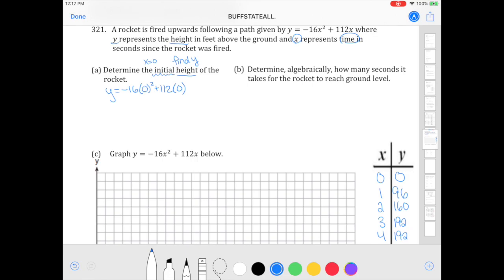So hopefully we can do some quick math. Math's real nice and easy when you have zeros. All those are going to end up zeroing out. Negative 16 times 0 squared is 0. 112 times 0 is 0. And 0 plus 0 is 0. So what that tells me is that the initial height of this rocket is 0 feet. So basically it's on the ground. So my rocket is starting at 0 seconds and 0 feet.